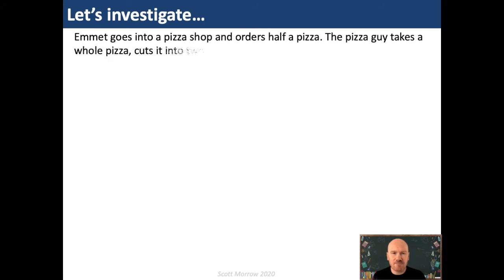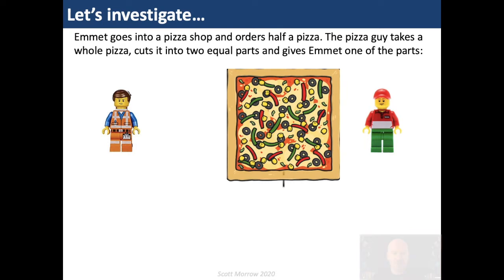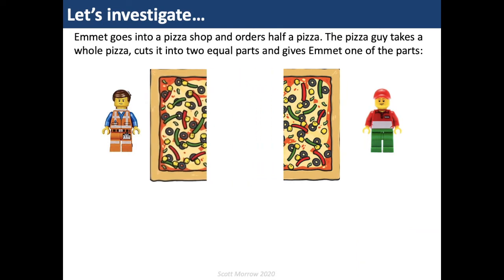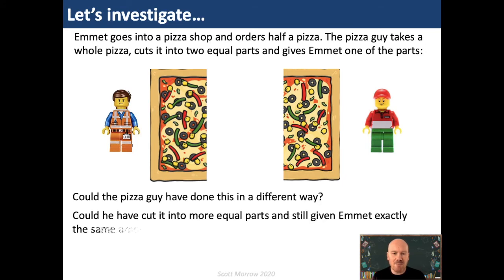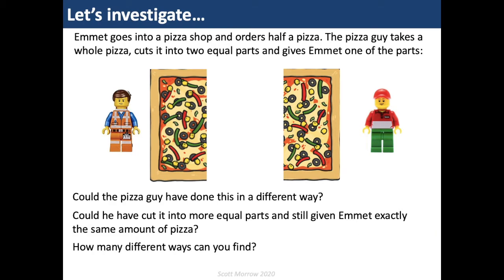It's time to get investigating with a partner. Emmett goes into a pizza shop and orders half a pizza. The pizza guy takes a whole pizza, cuts it into 2 equal parts, and gives Emmett 1 of those parts. Could the pizza guy have done this in a different way? Could he have cut it into more equal parts and still given Emmett exactly the same amount of pizza? How many different ways can you find? You might want to investigate this by using strips of paper or post-its, or even just drawing the bars themselves.